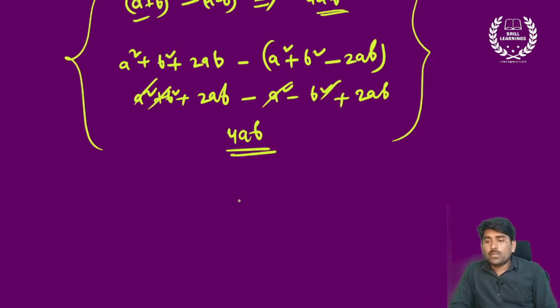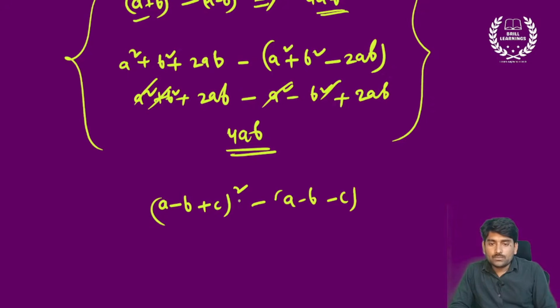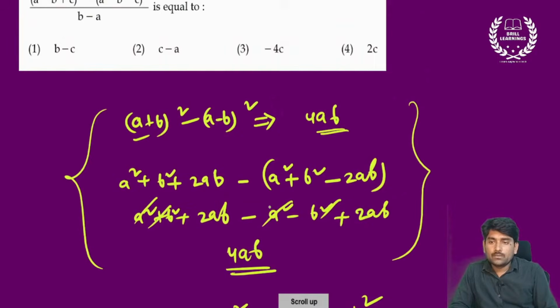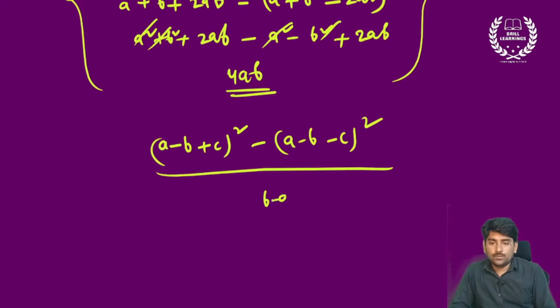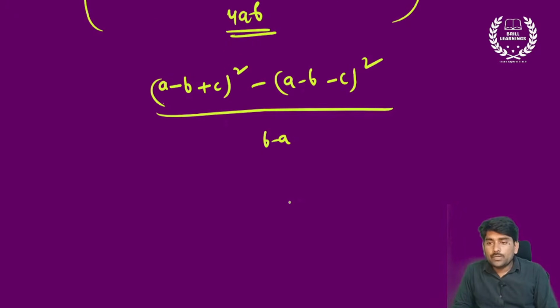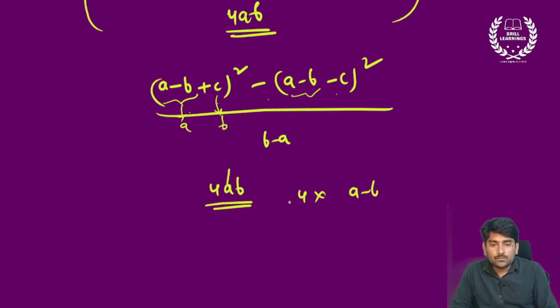Okay, we need to recall this formula for solving this problem. Now what they have given: (a minus b plus c) whole square minus (a minus b minus c) whole square, divided by b minus a. Now if you treat a minus b as a and c as b, it is (a plus b) whole square minus (a minus b) whole square. So that is why I can write the upper numerator expression as 4ab, where a is a minus b and b is c here.